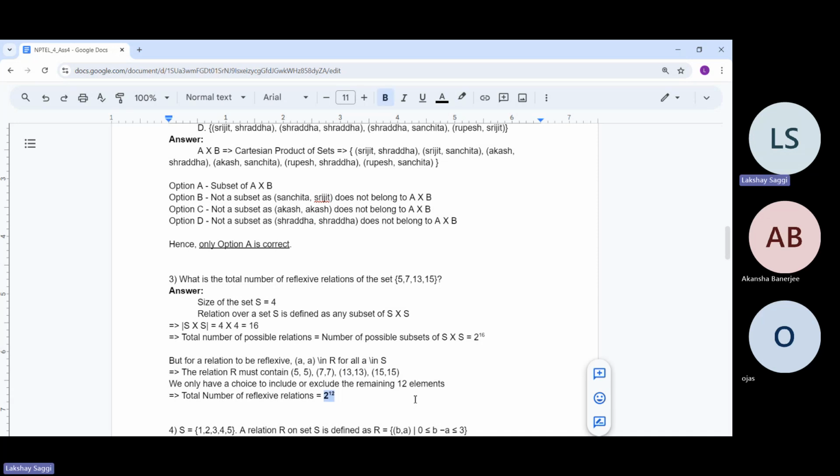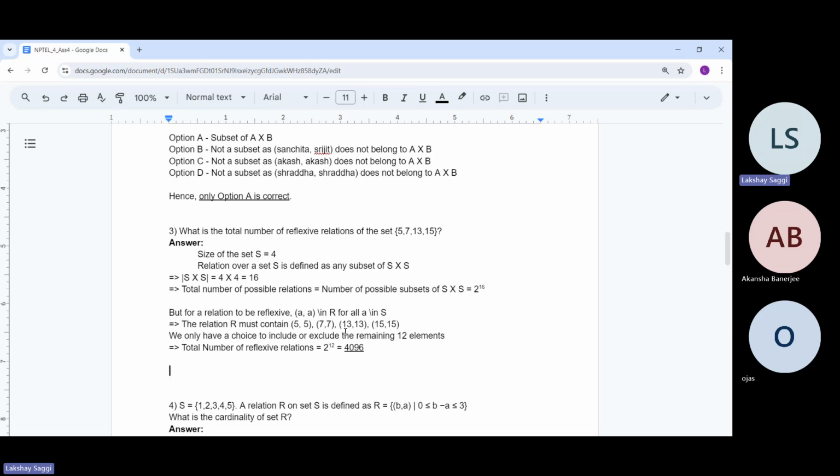I'll just calculate its value. 2 to the power 12 is a small number. It will be something like 1024, 2048, 4096. So yeah, this will be the answer. I'll just write it like this. I hope this is clear to everyone.